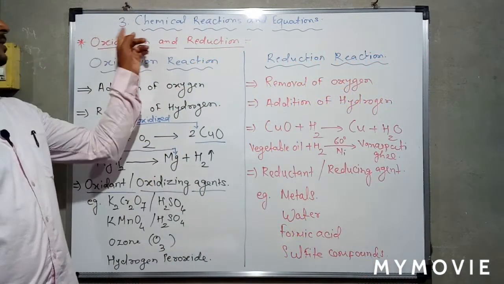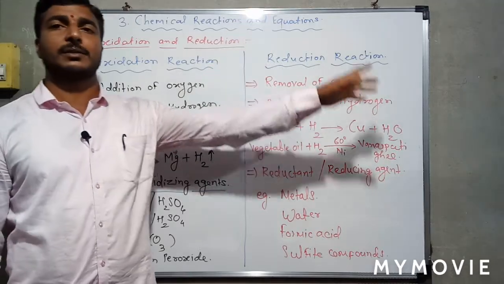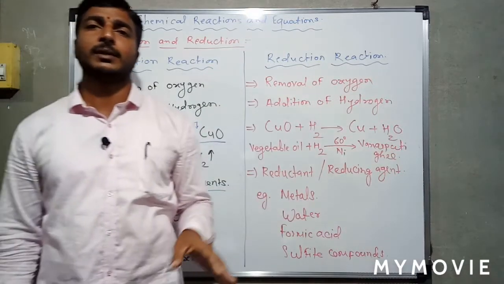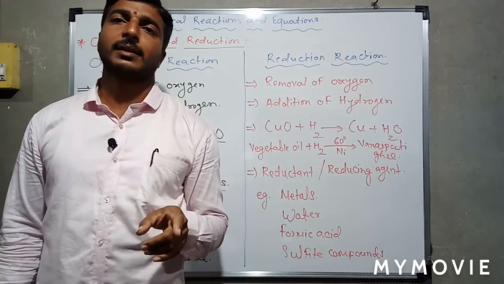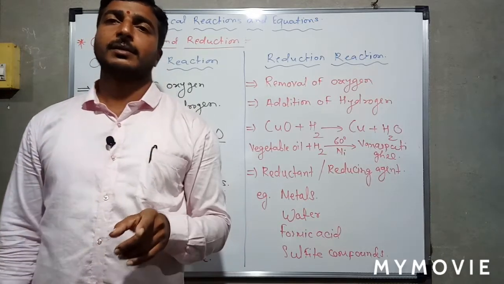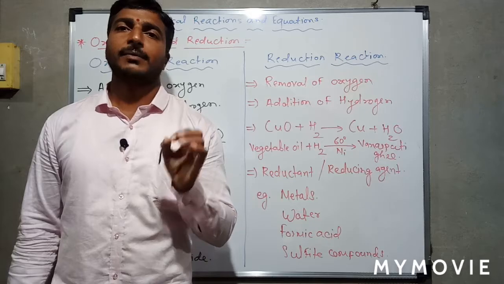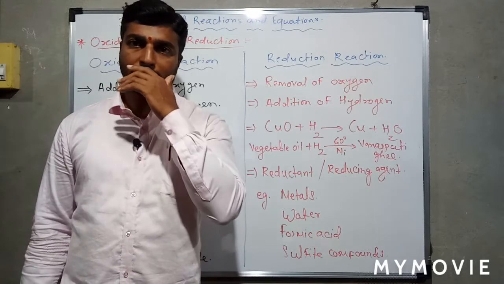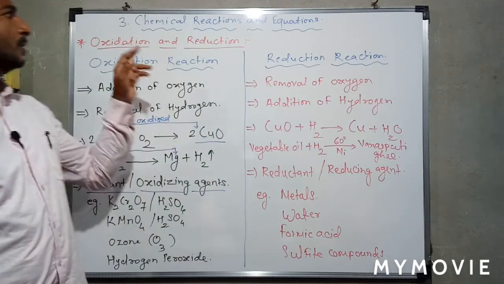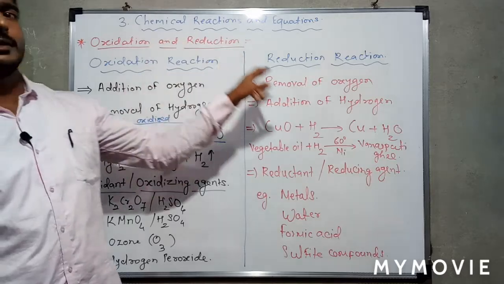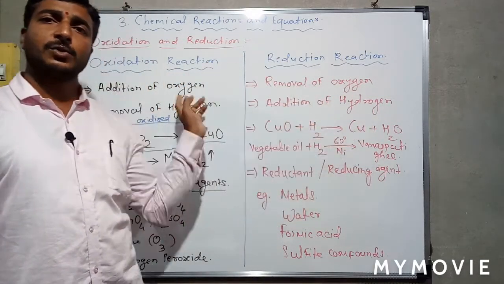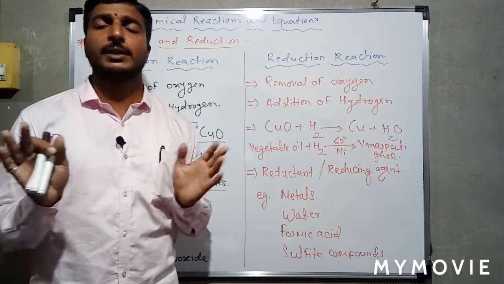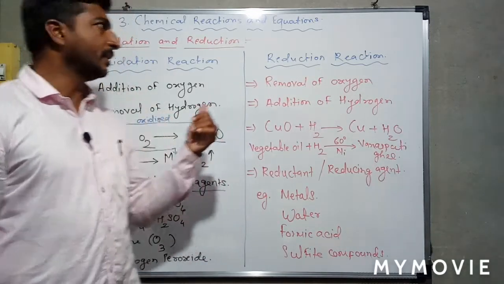We have started the third chapter, chemical reactions and equations, and in this chapter we have already learned chemical reaction, writing chemical reactions, balancing chemical reactions, types of reaction, rate of reaction and factors affecting rate of reaction. Today we are going to learn oxidation and reduction reactions. These two reactions are exactly opposite types of reaction, so we will see that here.